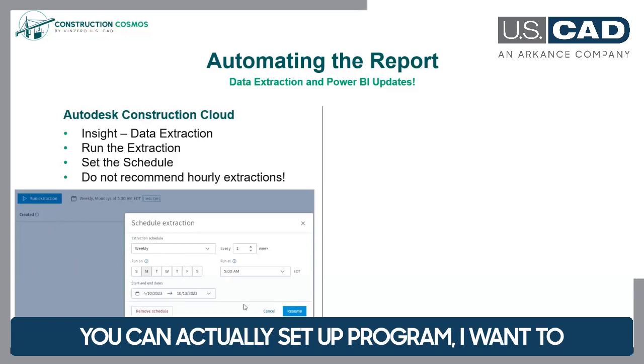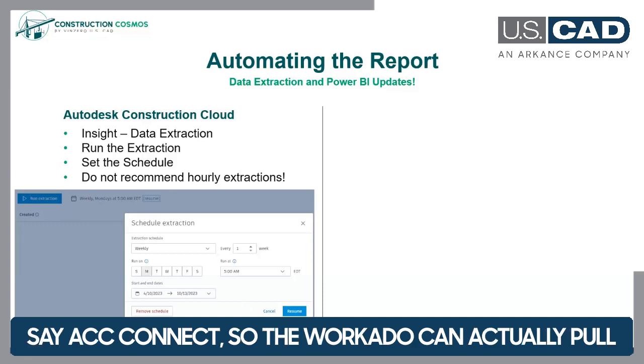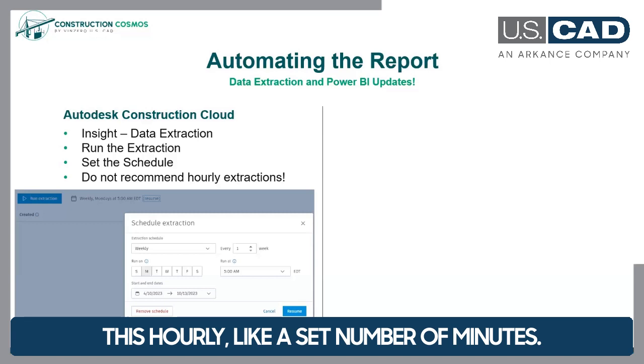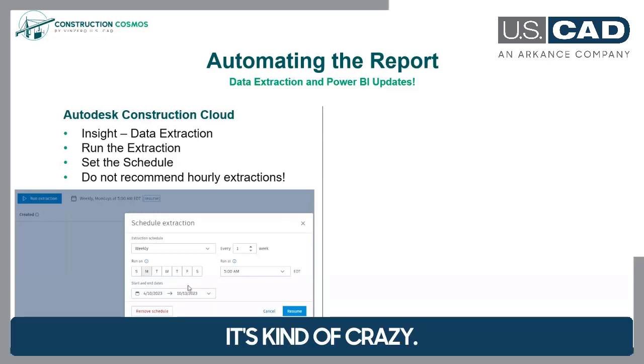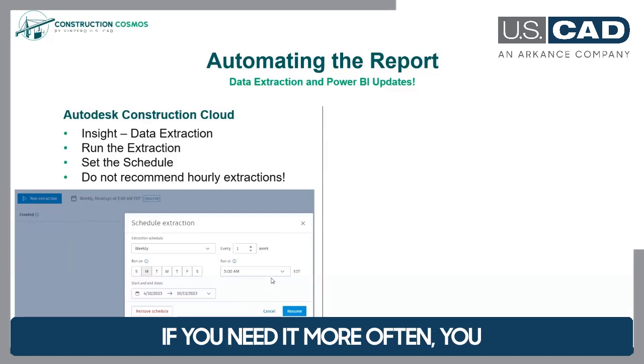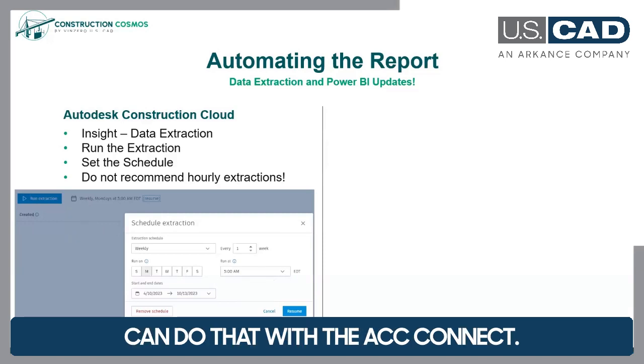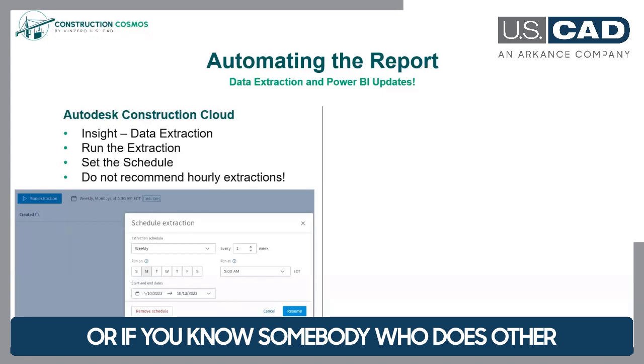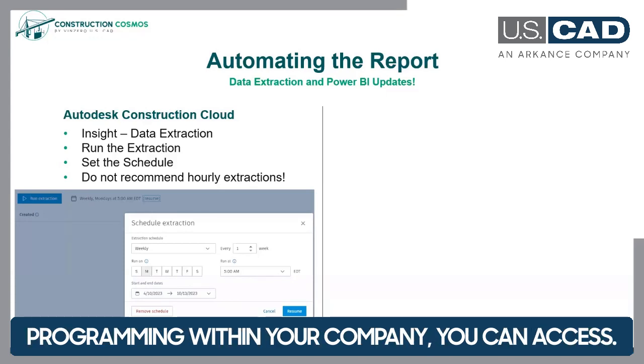You can actually set up a program, I want to say ACC Connect, so that Workato can actually pull this hourly, or a set number of minutes. It's kind of crazy. So in here, it'll only let you run it once per day. If you need it more often, you can do that with the ACC Connect, or if you know somebody who does other programming within your company, you can access it that way.